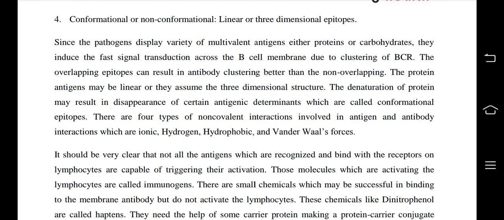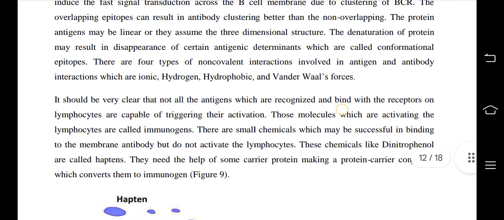The protein antigens may be linear or they assume three-dimensional structure. The denaturation of protein may result in disappearance of certain antigenic determinants, which are called the conformational epitopes. There are four types of monovalent non-covalent interactions involved in antigen and antibody interactions, which are ionic, hydrogen, hydrophobic, and van der Waals forces.